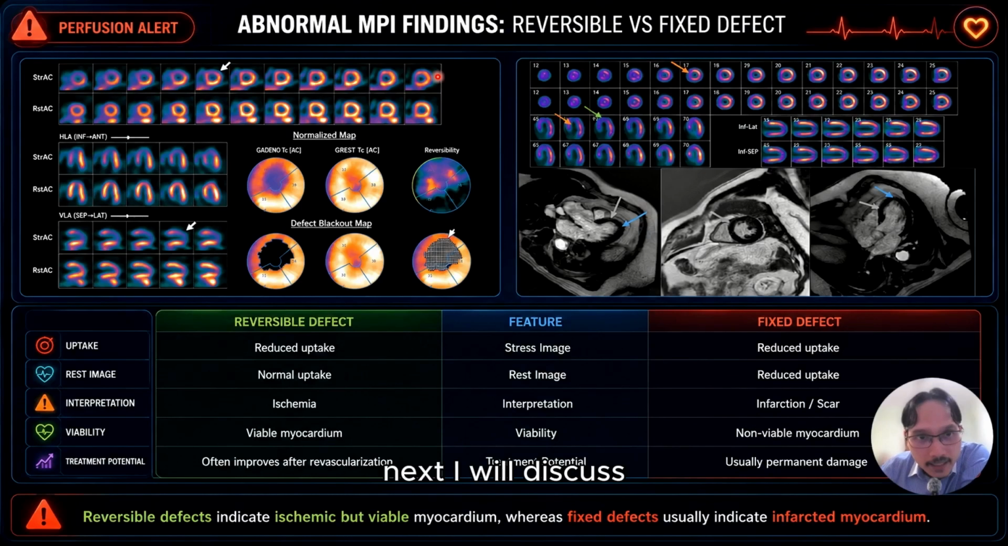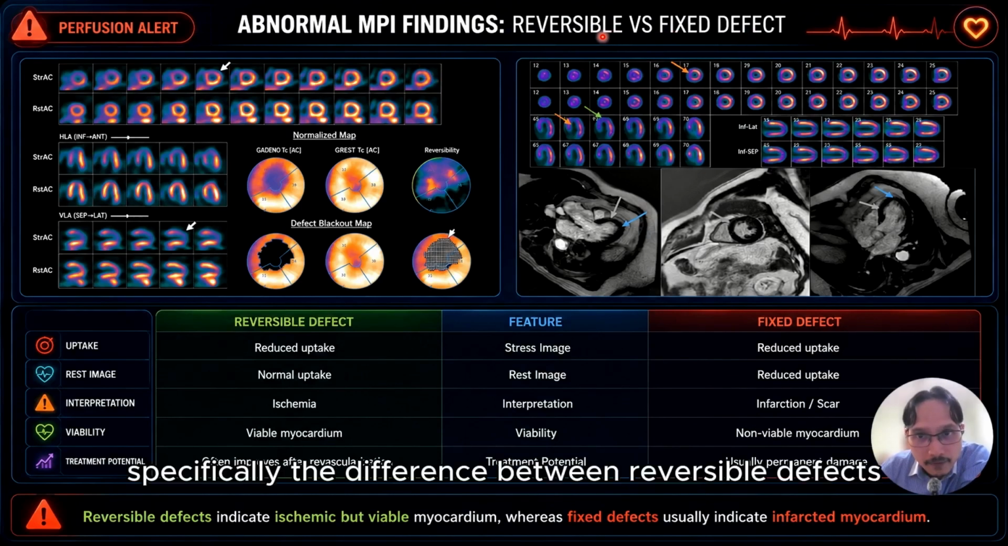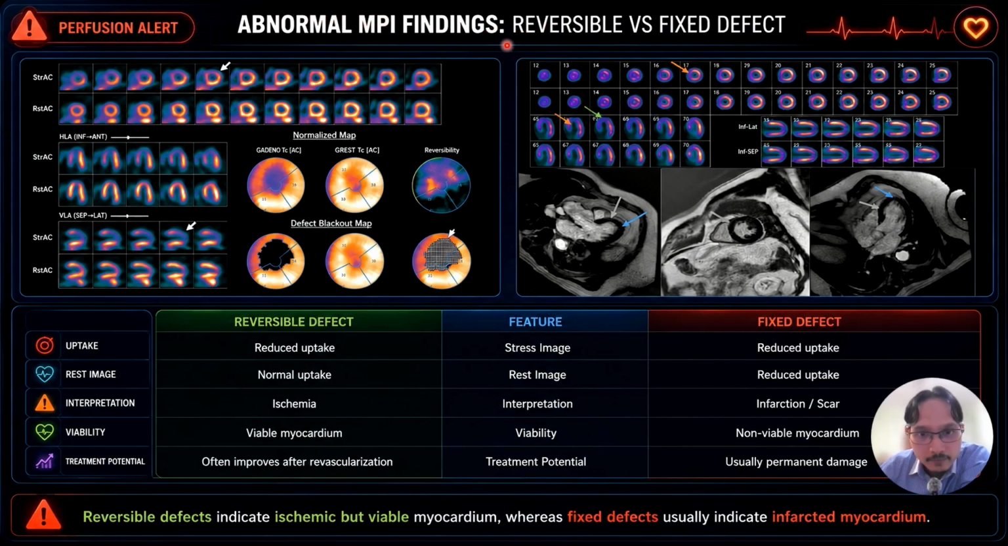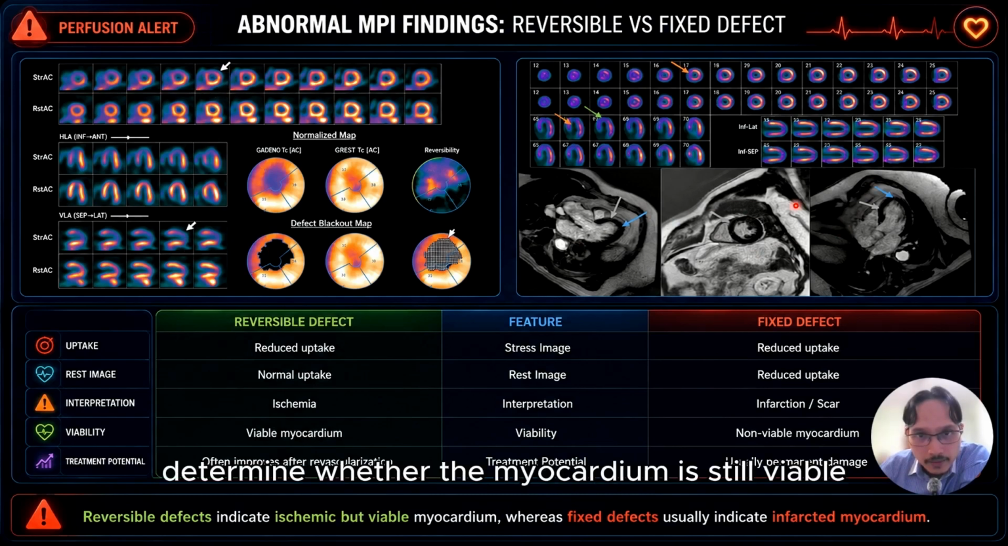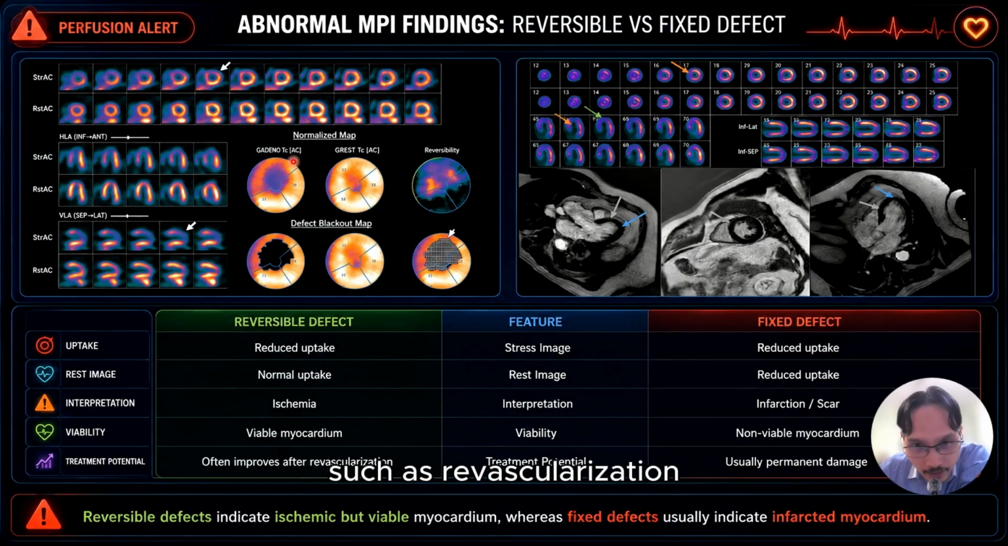Next, I will discuss abnormal myocardial perfusion imaging findings, specifically the difference between reversible defects and fixed defects. The distinction is very important because it helps determine whether the myocardium is still viable and whether the patient may benefit from further treatment such as revascularization.